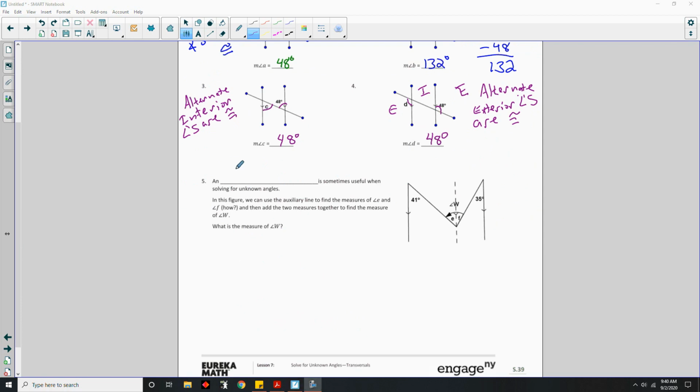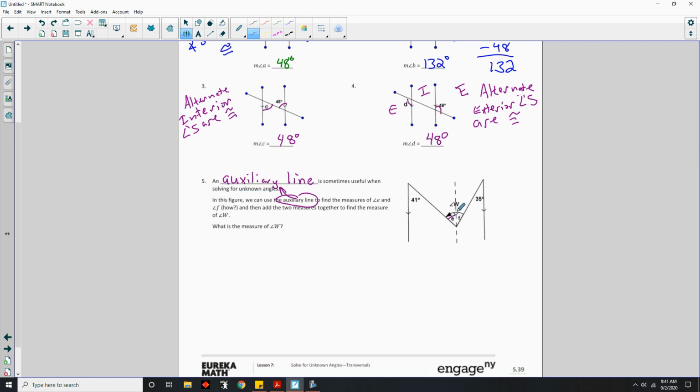Okay, this is a new term, and it's called auxiliary line. Auxiliary. A-U-X-I-L-I-A-R-Y. Auxiliary line. Auxiliary line is sometimes useful when solving for unknown angles, and that is our dashed line here. Okay, in this figure we can use the auxiliary line, oh, they gave the answer right there by the way, to find the measure of angle E.